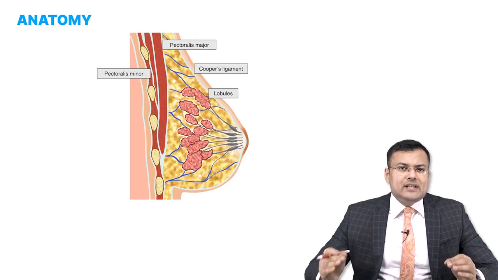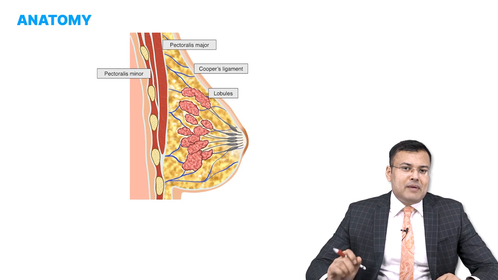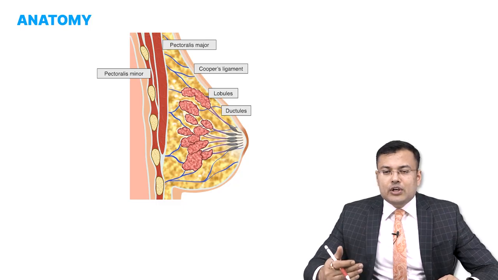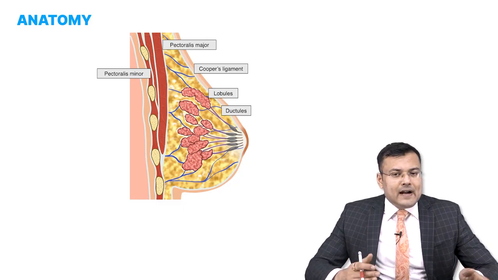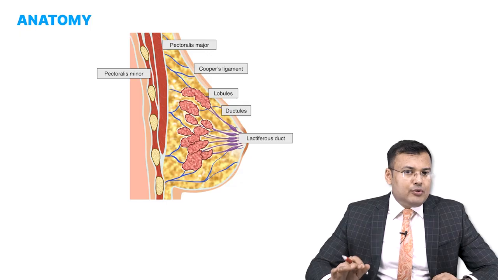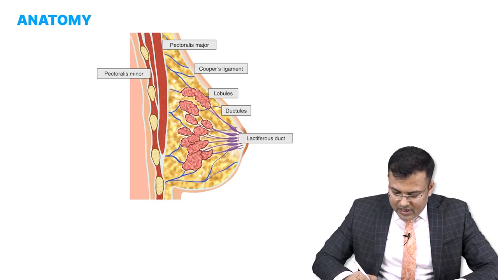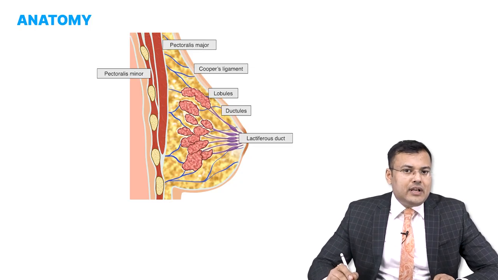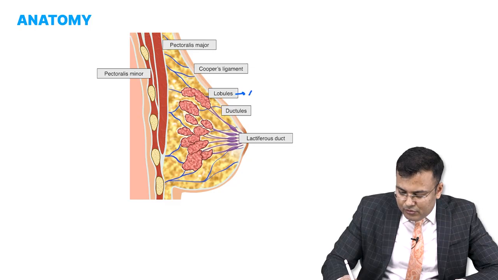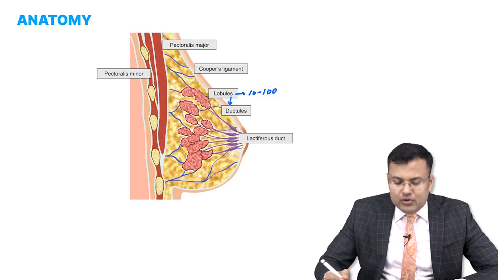Can you tell me what is the basic structural unit of mammary gland? That is breast lobule. And this lobule, you can notice that here it is going to empty into a ductule, and finally it is going to empty into lactiferous duct. So important point, that breast lobule empties into lactiferous duct via ductule. So question, how many breast lobules are going to empty into one ductule? Approximately 10 to 100 breast lobules are going to empty into one ductule.